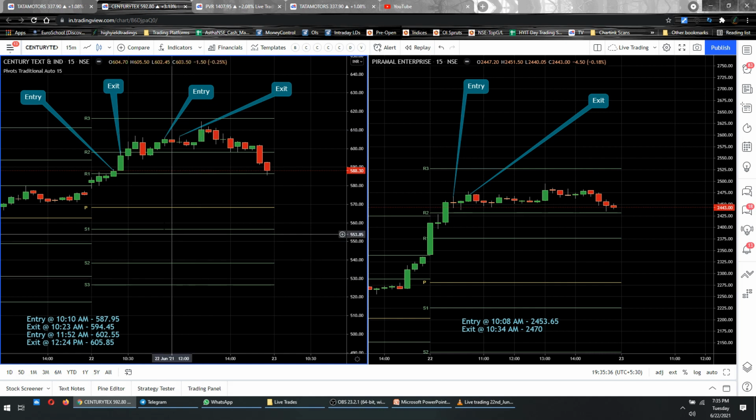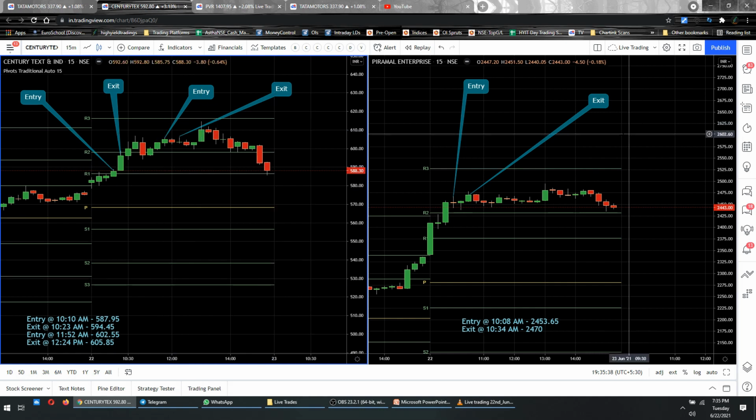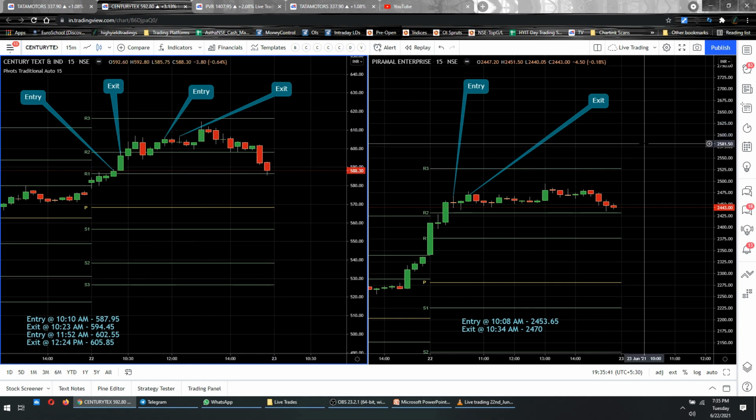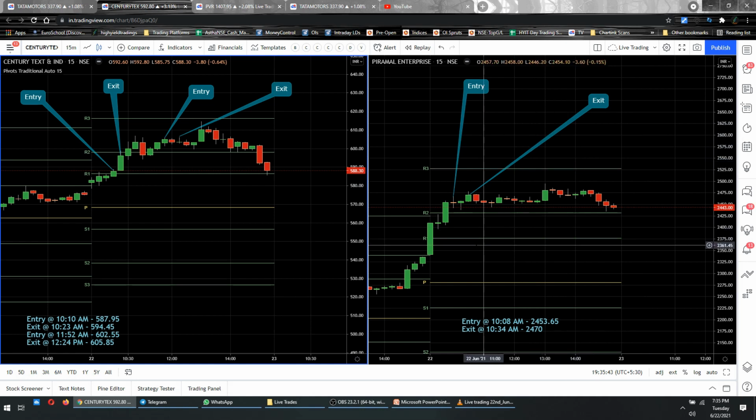Okay, so that was all about Century Text. Now moving on to the next one, that is PEL. So this trade was taken at this particular candle, the 10 o'clock candle. Again, the very same thing. The resistance, that is R2, was breached at the 9:45 a.m. candle, and then I took the entry immediately in the next candle, the 10 o'clock candle, at 2453.65 rupees.